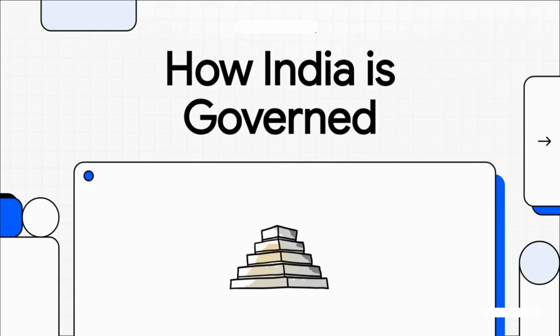So, how does the world's largest democracy, with over a billion people, actually work? I mean, it's a massive, complex system, right? Well, in the next few minutes, we're going to pull back the curtain and demystify the entire structure of the Indian government, from the very top right down to your local village council.